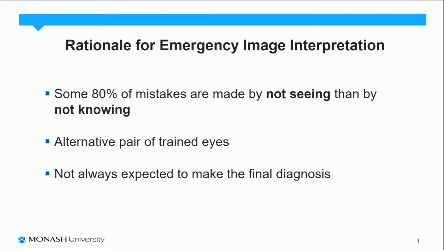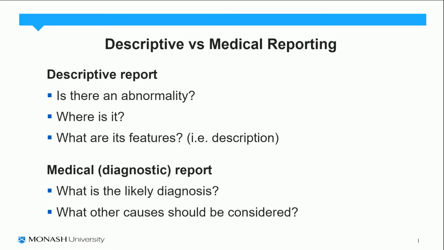So the expectation for this unit is not for you to make the final diagnosis. The final diagnosis still rests with the radiologist. There is a difference between a descriptive and a medical report. With the descriptive report, the main objective is to find out whether there is an abnormality or whether this case is normal. If you do see an abnormality, where is it? And then to be able to describe the features that you are seeing. However, in comparison, the medical or diagnostic report will indicate the most likely diagnosis and also consider other possible causes for the appearances on the image.